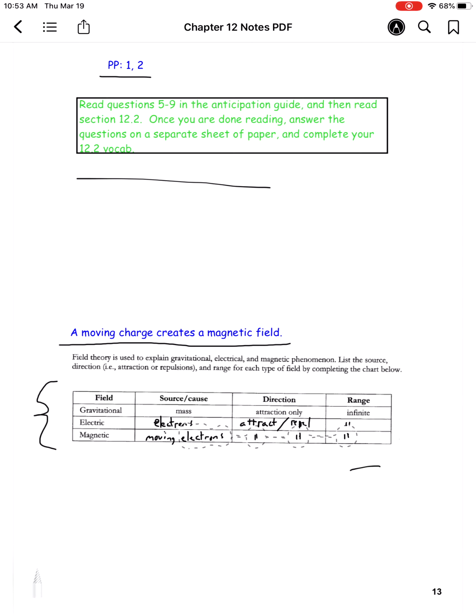Magnetic fields are caused by moving electrons. Keep that in mind. If they're moving, they create a magnetic field. If they're not, they just have an electric field. It can attract or repel, and its range is also infinite, but again, much, much smaller.